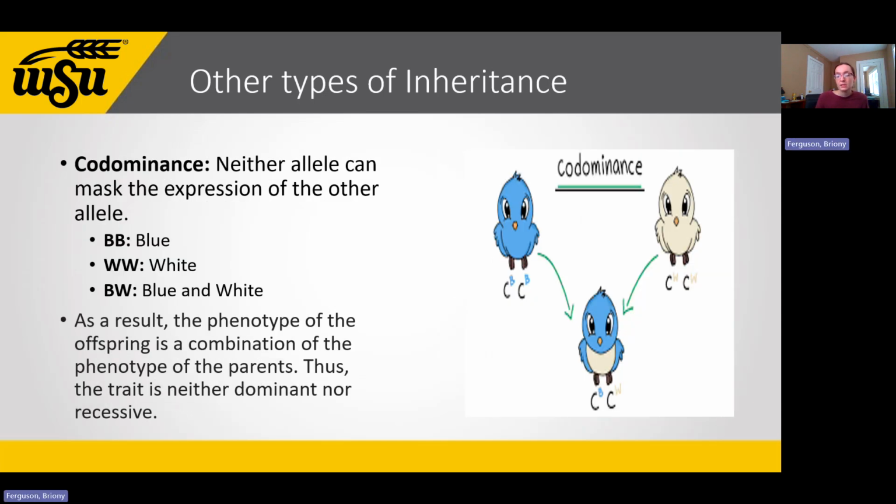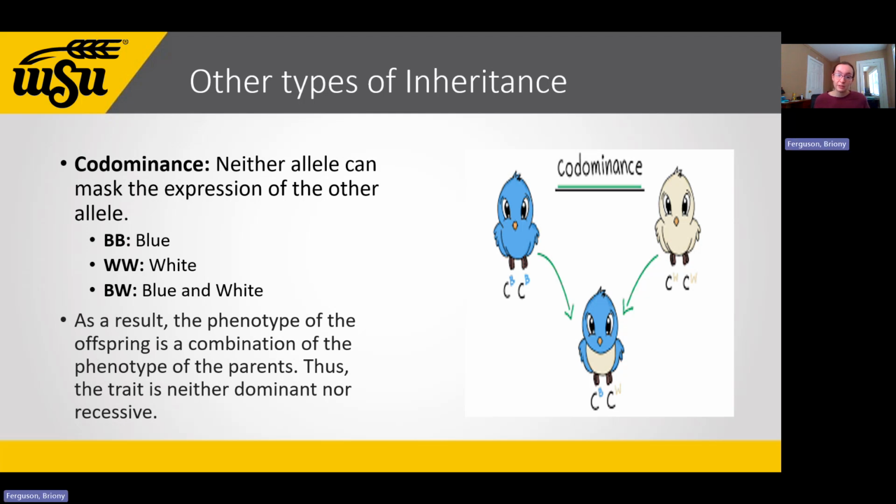You can also have codominance. Be careful not to mix these two up. With codominance, neither allele is really dominant or recessive. They can't mask each other, and so both are going to be expressed in the offspring. But they're not going to blend like they do with incomplete dominance. So in this example, you can see a white bird and a blue bird. Their offspring is going to be blue with a little white belly because neither color can mask the other one, but they're also not blending.